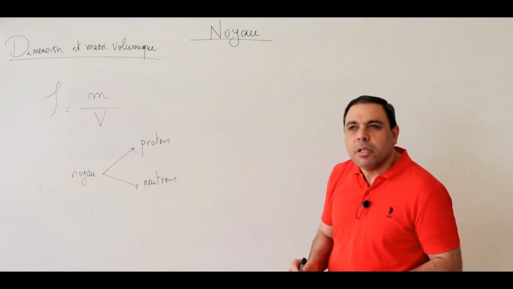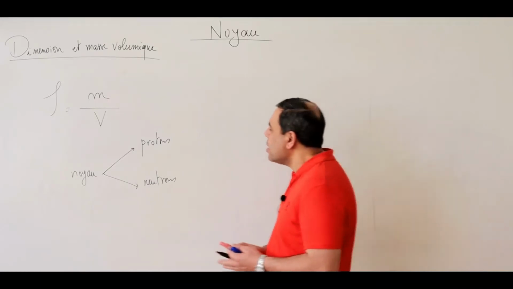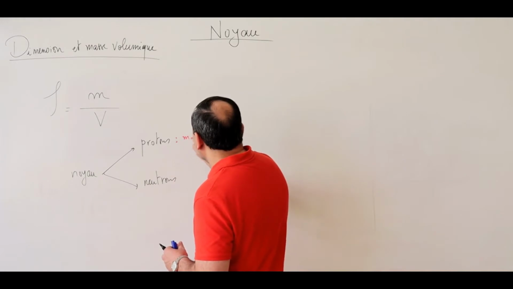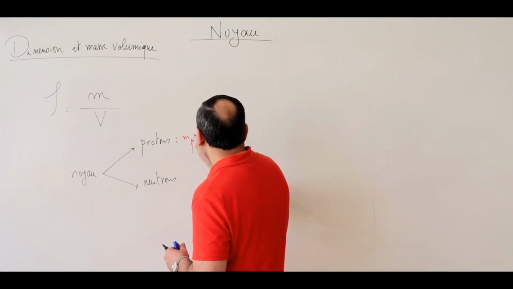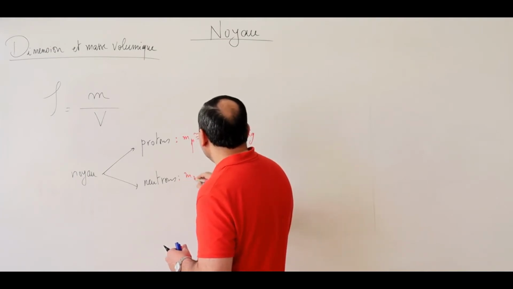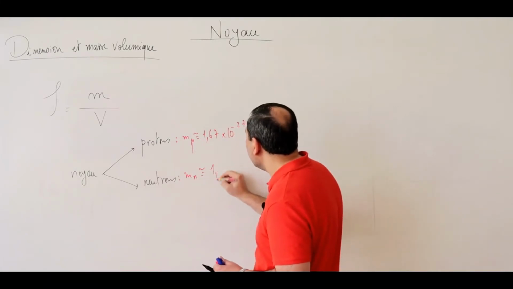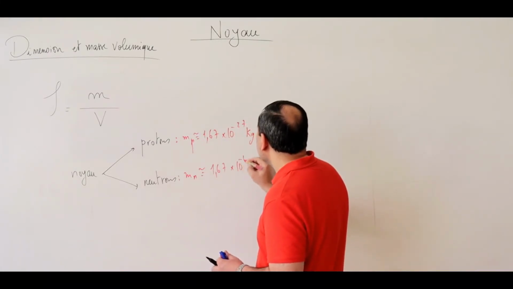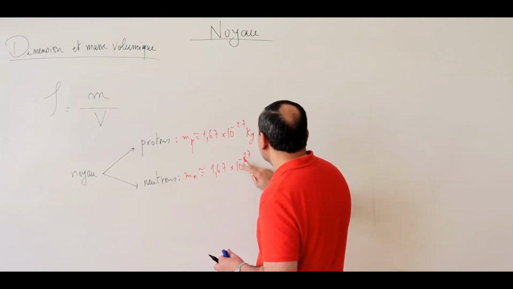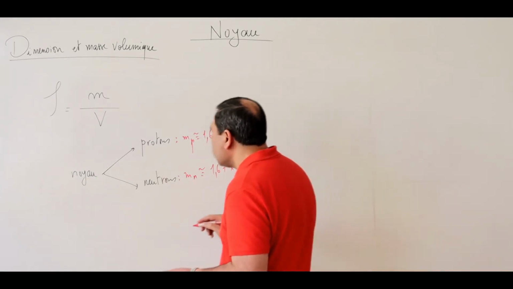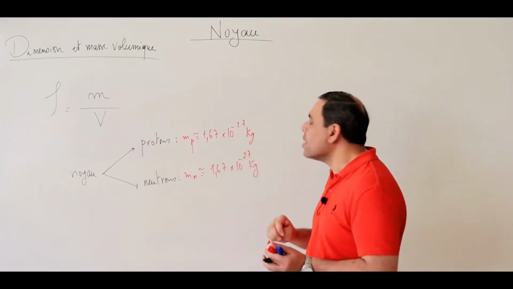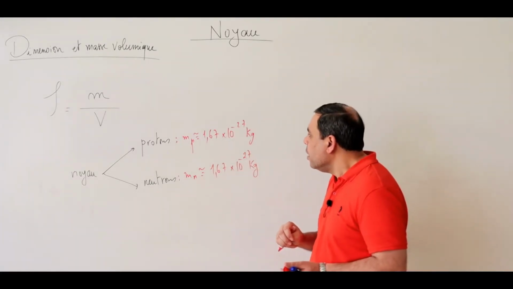The mass of a proton is approximately 1.67 times 10 exponent minus 27 kilograms. The mass of a neutron is approximately 1.67 times 10 exponent minus 27 kilograms. We notice that the mass of a proton is approximately equal to that of a neutron, 1.67 times 10 exponent minus 27 kilograms.